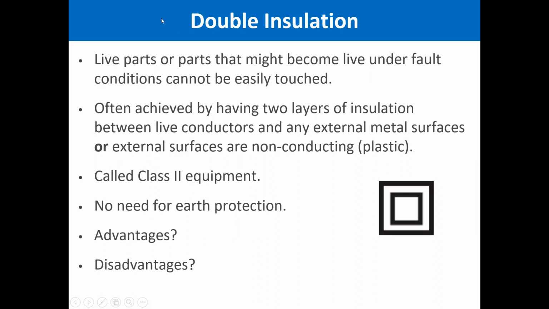Double insulation is another very good control measure. Live parts, or parts that might become live by fault, also need to be protected, and insulation is provided so that they cannot be touched easily. Often it is achieved by having two layers of insulation between live conductors and any external metal surfaces, or the external surfaces are non-conducting or plastic. So basically the conductor is wrapped in double insulation, two layers of insulation.